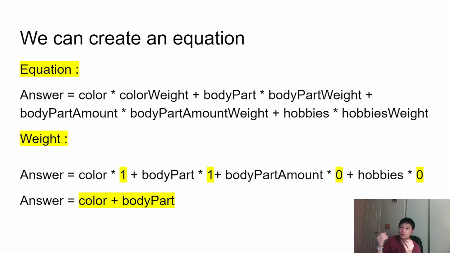And we came to the conclusion that for the weights, the color was really relevant, so we gave it a 1. The body part was extremely relevant, so we gave it a 1. But the body part amounts and the hobbies weren't relevant to the actual answers at all, so we just gave them a weight of 0. Of course, this can range between 0 and 1. But at the end of the day, what we found out is that the actual answer was just the color and the body parts.